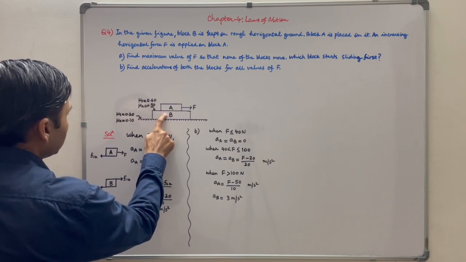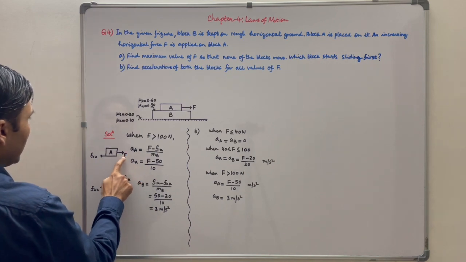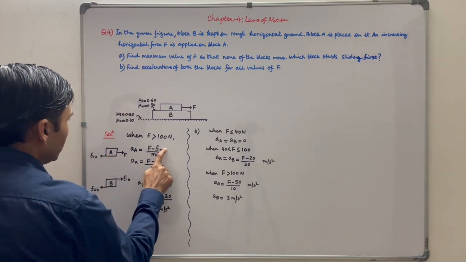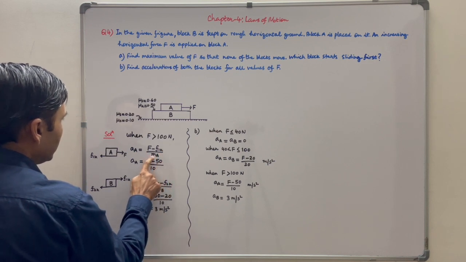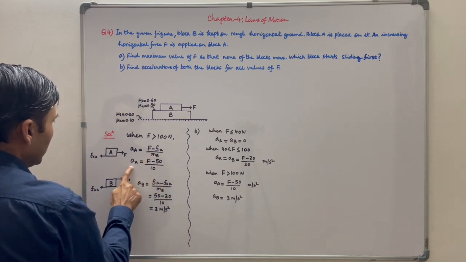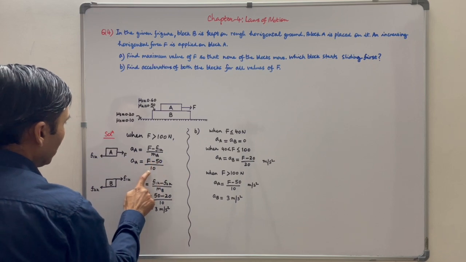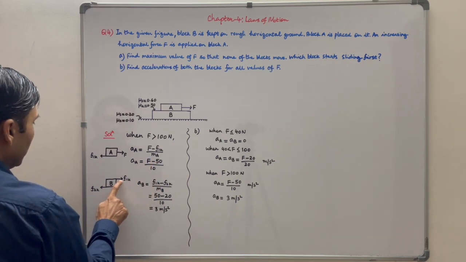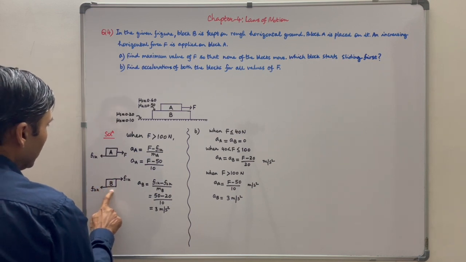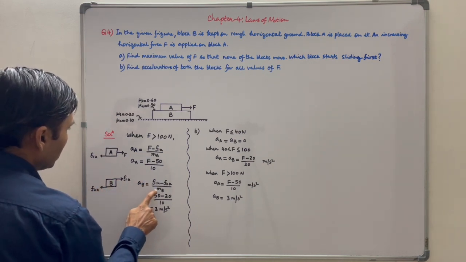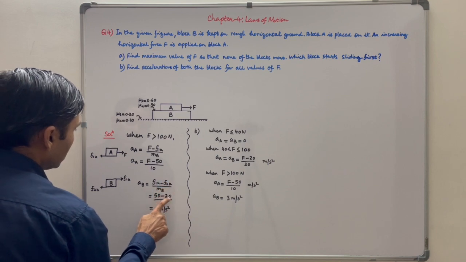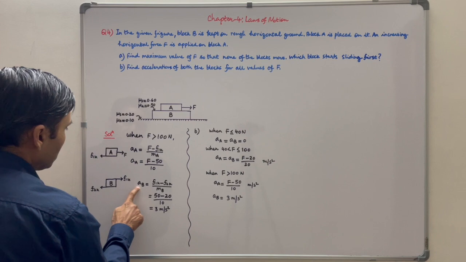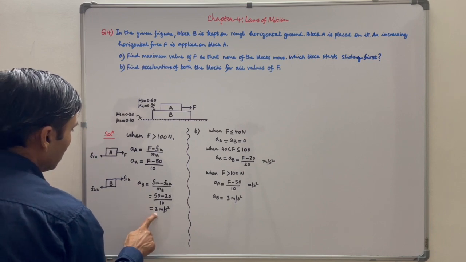In that case, the acceleration of block A is equal to (F minus F1k) upon MA. The value of F1k is equal to 50 Newton, MA is equal to 10 kg. So AA is equal to (F minus 50) upon 10. The acceleration of block B is equal to (F1k minus F2k) upon MB. The value of F1k is 50 Newton, the value of F2k is 20 Newton and MB is equal to 10 kg. So AB is equal to 3 meter per second square.